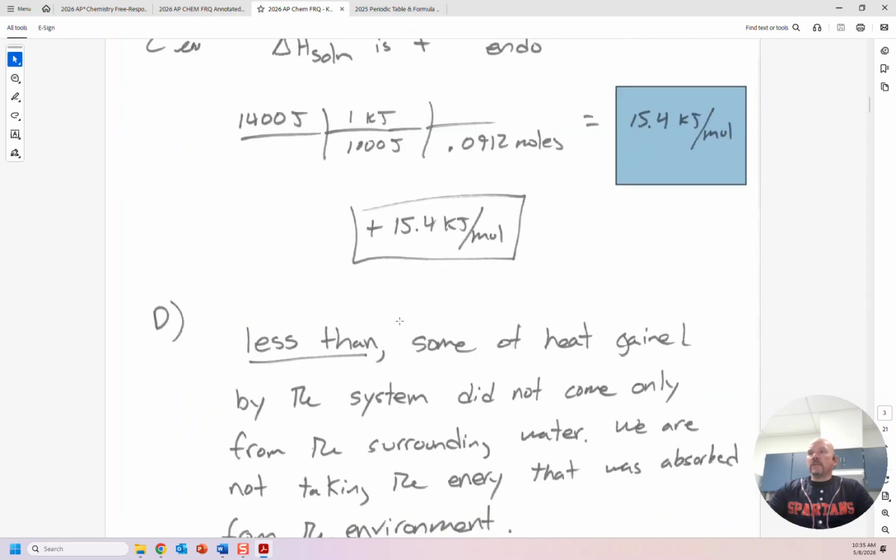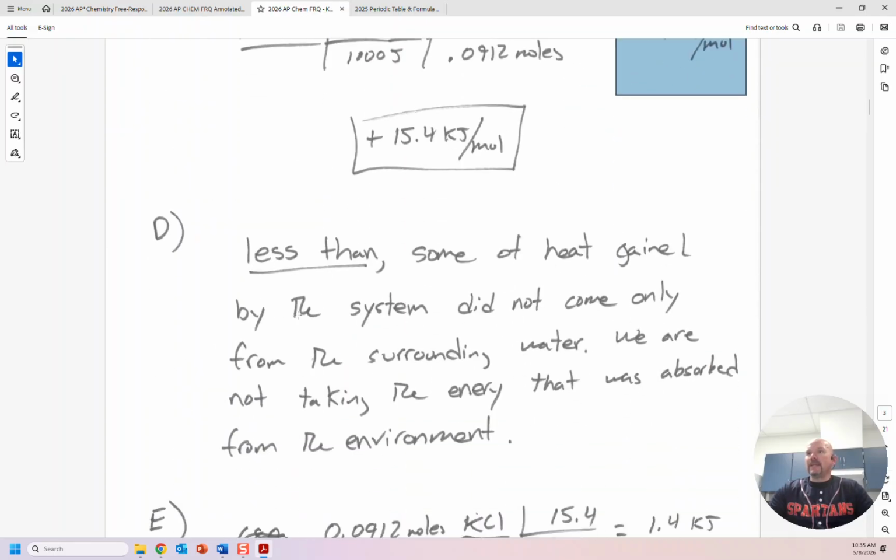So let's see, it's going to be less than the sum of the heat gained by the system, which did not come only from the surrounding water. We are not taking the energy that was absorbed from the environment into account. So this value would be less than what it should be because we're not taking that heat into account. Okay.